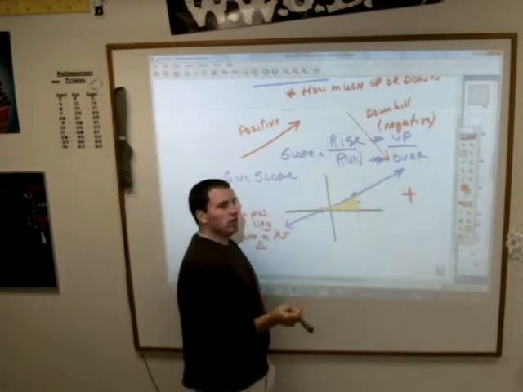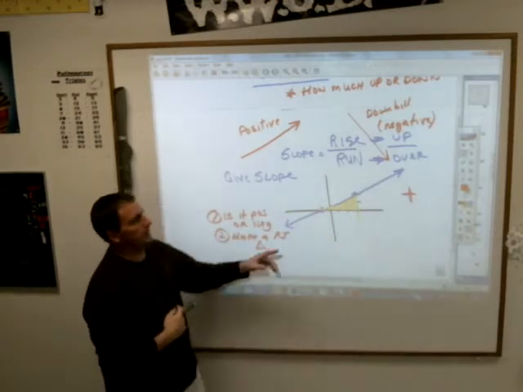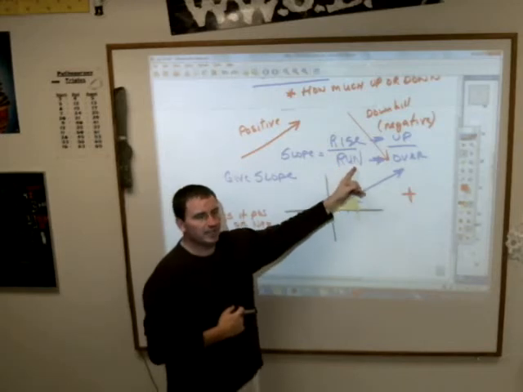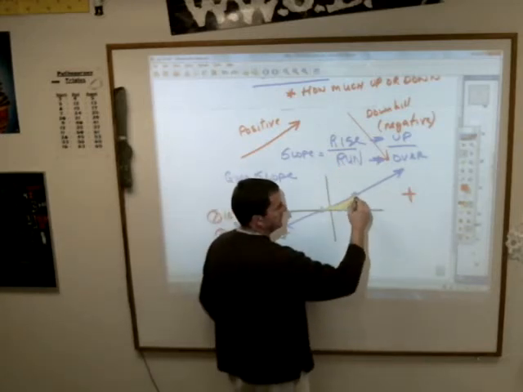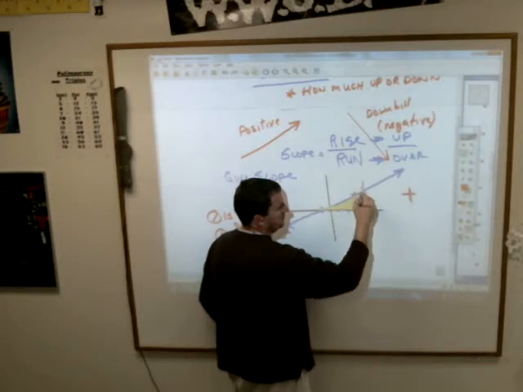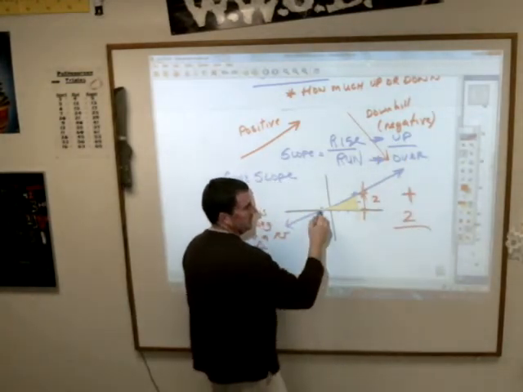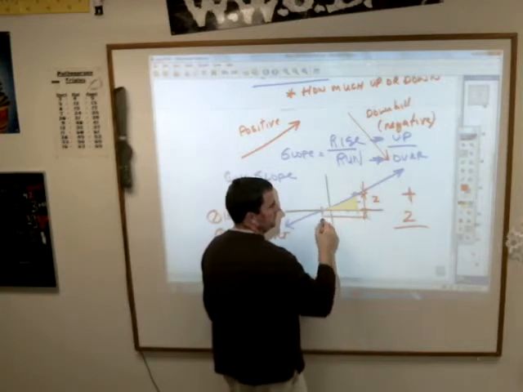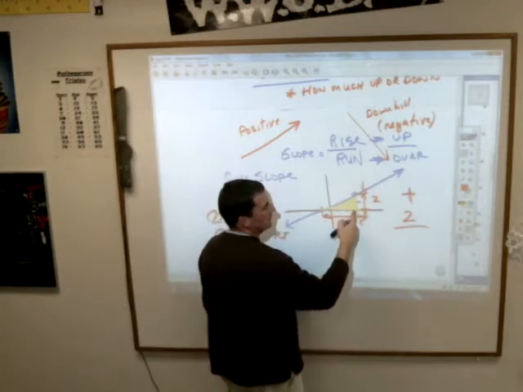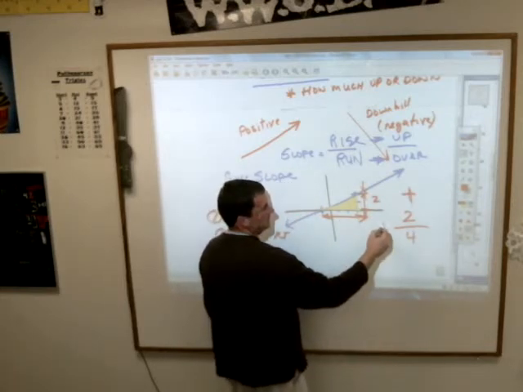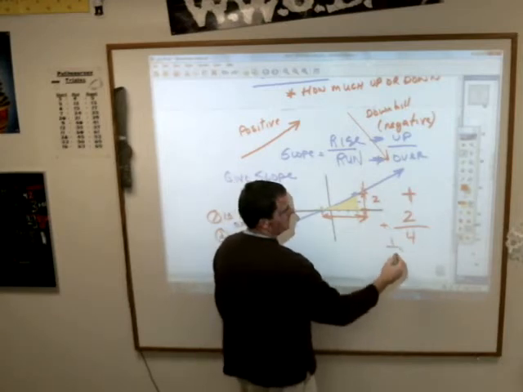In order to find my slope, I just need to say how far up the triangle goes, and make a fraction with how wide the triangle is on the bottom. How high is this triangle? It's 2 units high. That goes on top of your fraction. How wide is it from here to here? How many units? 1, 2, 3, 4. That's the bottom part of my fraction. This is a 1/2 slope.